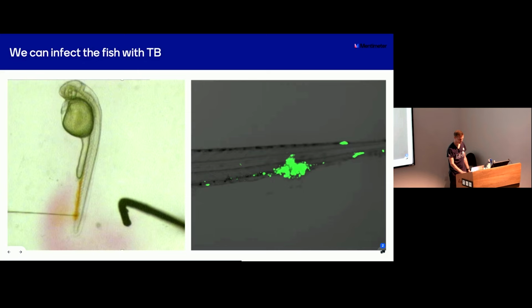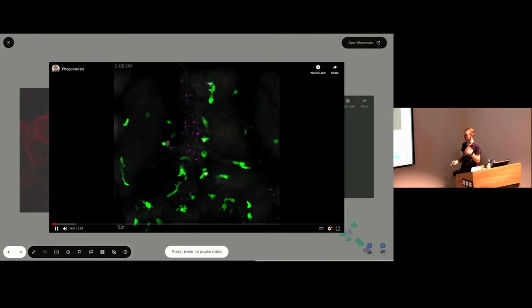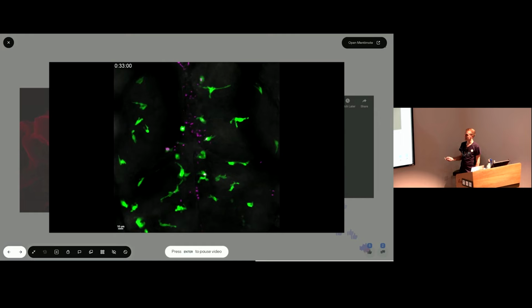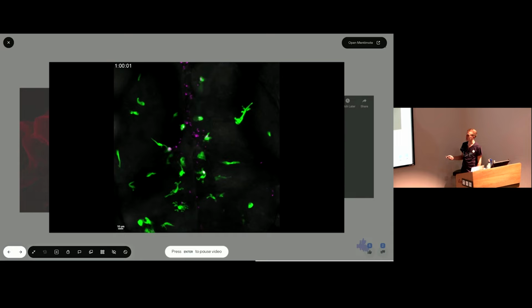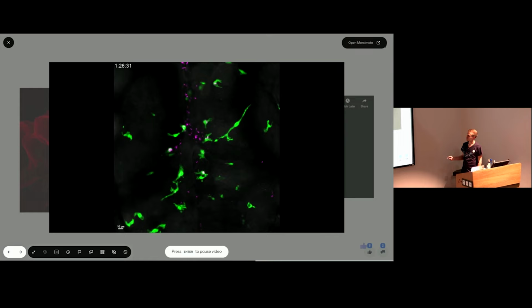And with human TB, all you can do to look at Mac eating the bacteria is take a picture. But in the fish, we can take a movie and watch Mac actually eat the bacteria. So in this video, the bacteria are in pink and Mac is in green. And you can see here, there's a bacteria inside a macrophage, or a Mac. And then if you watch this guy, he's gonna eat this clump here, I think. In a couple of seconds.